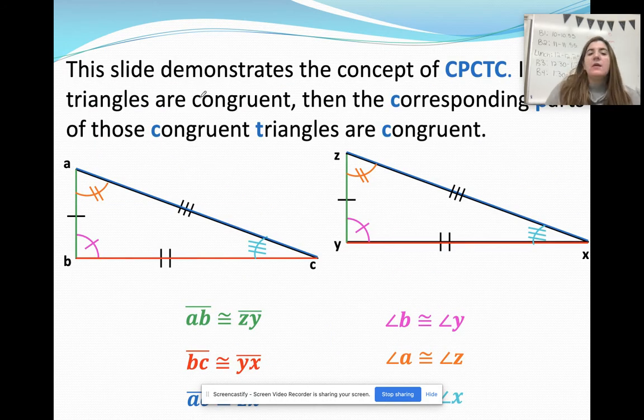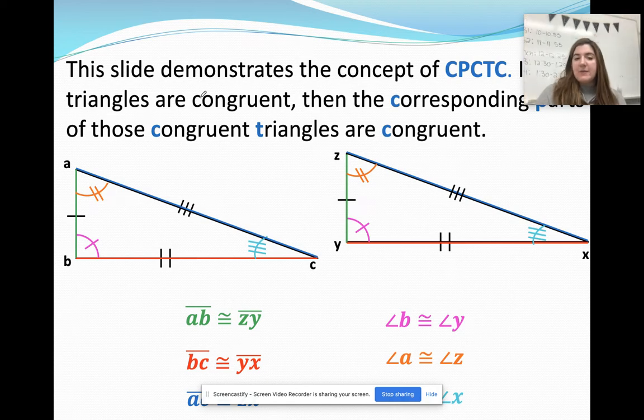Okay, so this slide demonstrates the concept of CPCTC, which again just says that the corresponding parts of those congruent triangles are also congruent. And that's it. That's all that statement says. And that's going to be our goal.